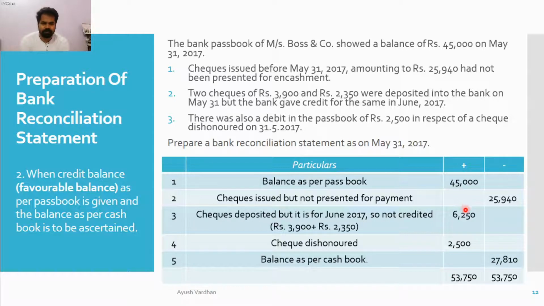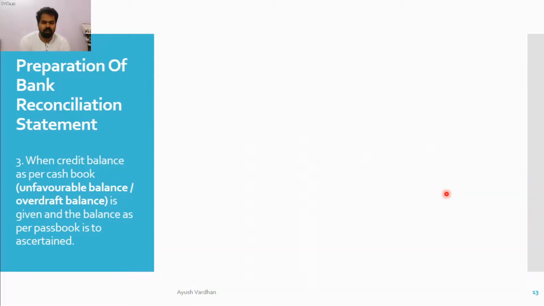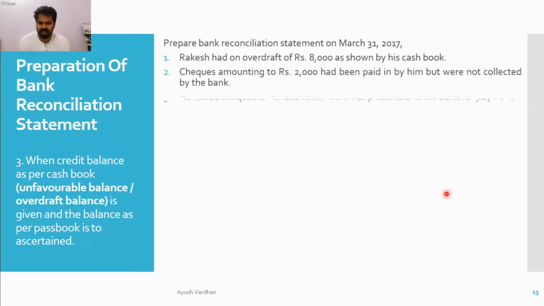Okay. Now we will see another example that is related to overdraft. We will start again with the cash book in the overdraft situation, then we will move to the passbook in the overdraft situation as well. So we have to make a BRS on 31st March 2017.